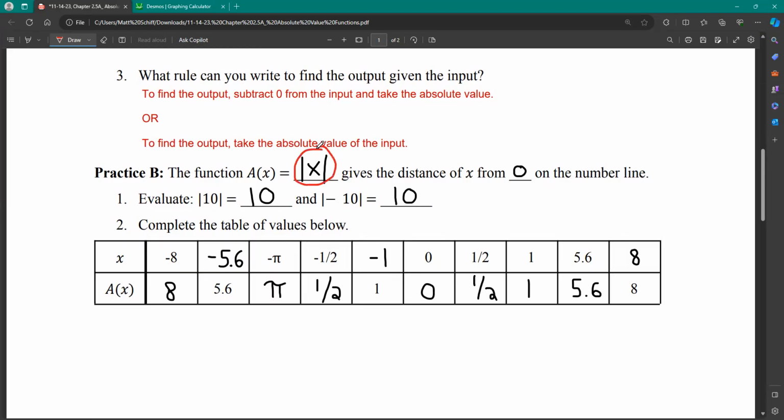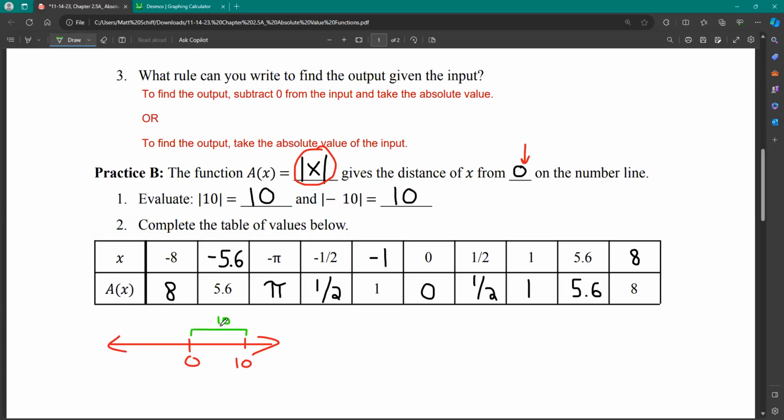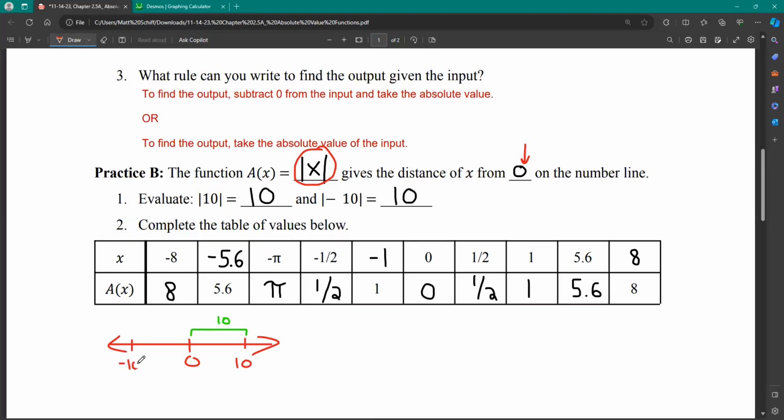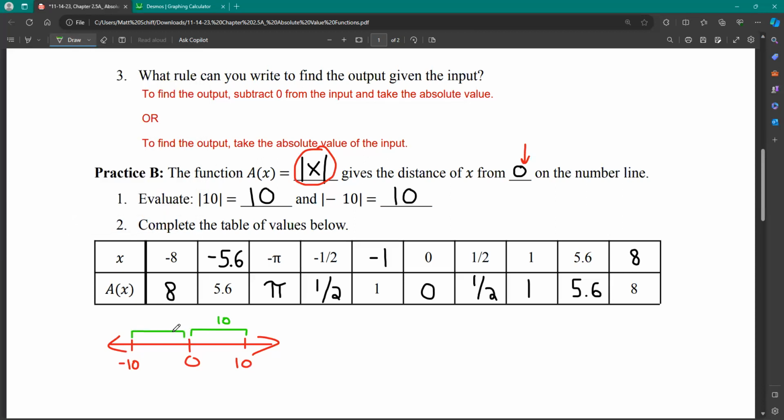This is absolute value of x. These little vertical bars are absolute value symbols. So let a of x equal the absolute value of x, which gives the distance of x from 0 on the number line. So absolute value of 10 would just be 10. If you draw a number line, here's 0, and then here's 10. They are 10 units apart. And then absolute value of negative 10, even if you have a negative value, you're still 10 units away from 0.